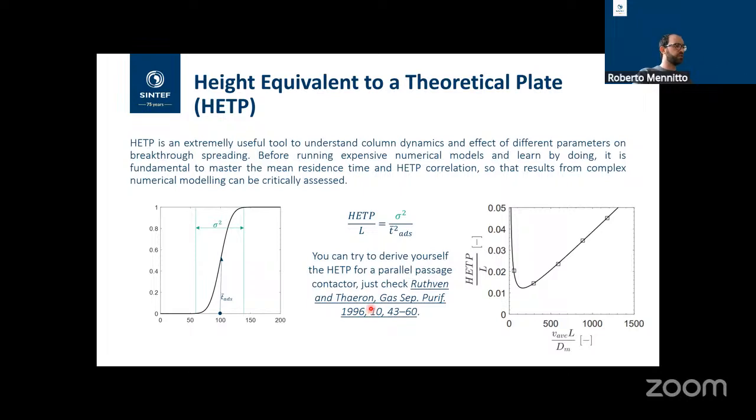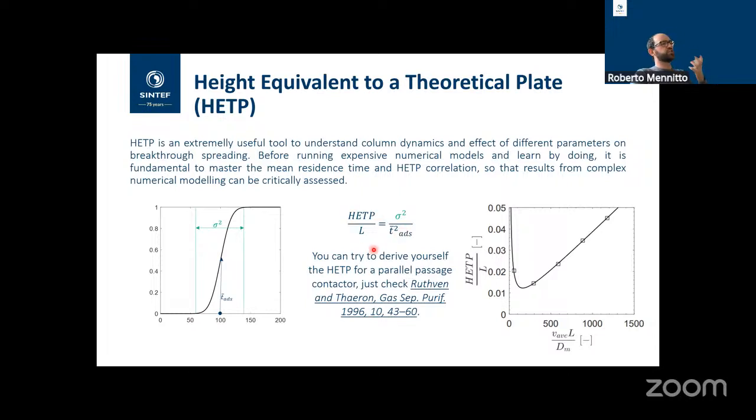Before we have seen that a monolith or a packed bed can have a breakthrough, so a lagging time on the concentration response, but we are all familiar with the concept that the breakthrough will have a certain dispersion, and the dispersion will be caused by many factors. So what we can do is to say, okay, we have our breakthrough from either a model or experiments, and we can calculate the mean residence time, but we can also calculate the variance of the breakthrough curve. And if we divide the variance by the square of the mean residence time, we obtain the HETP.